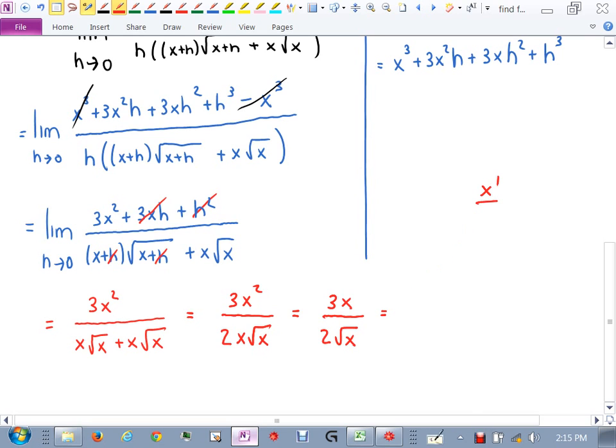x to the first power over x to the 1/2 power. Right? That's what we have here. One of the x's canceled. That's x to the 1 minus 1/2, which is 1/2. So x to the 1/2 is the same as square root of x. Yes? So this is 3 halves square root of x. Box it up.